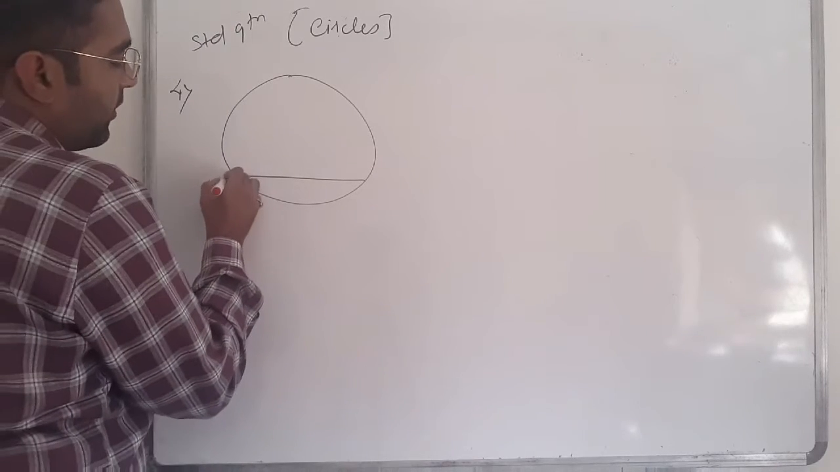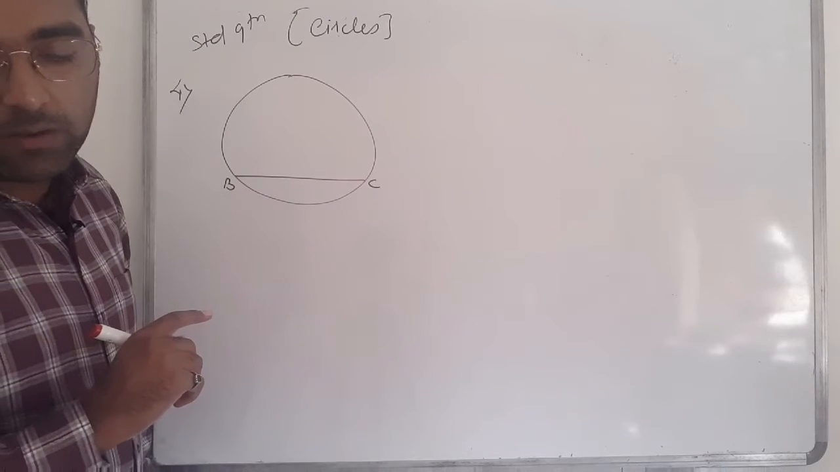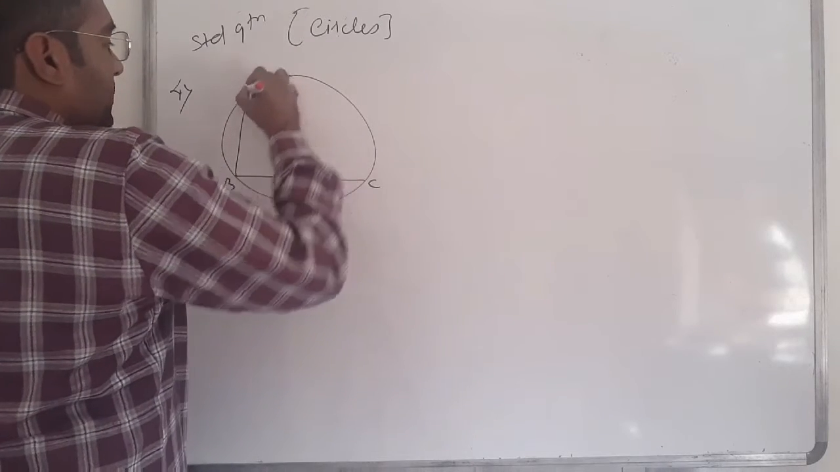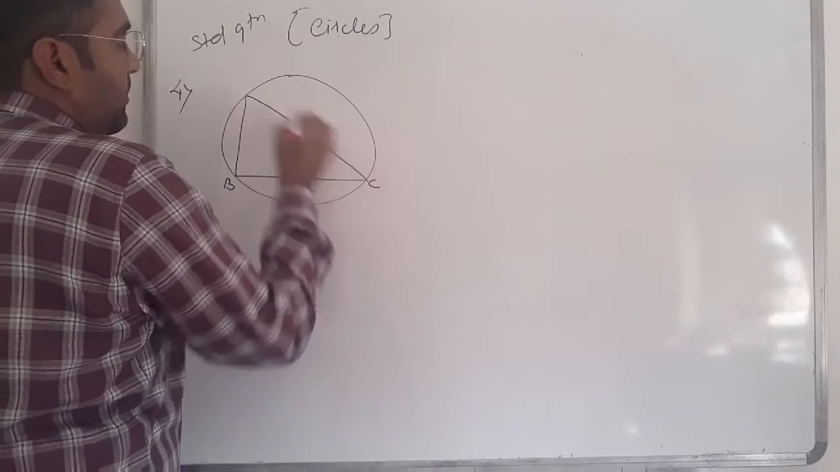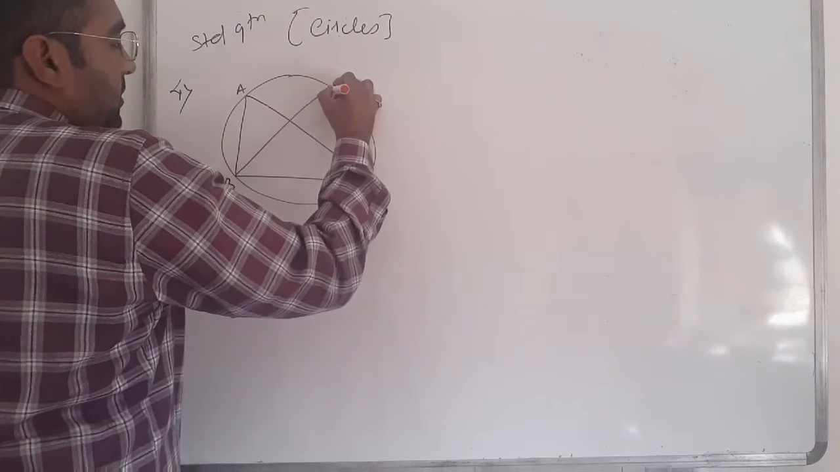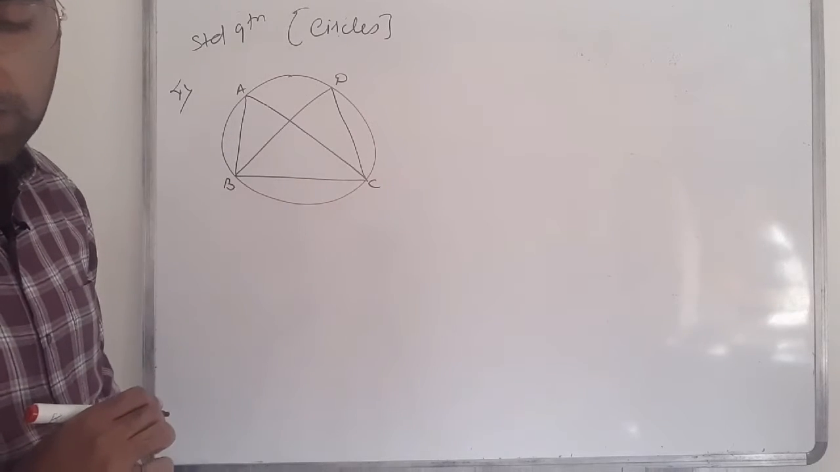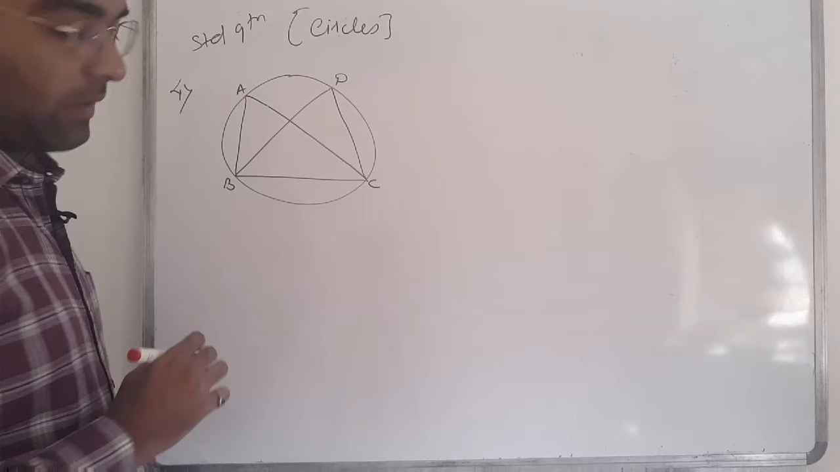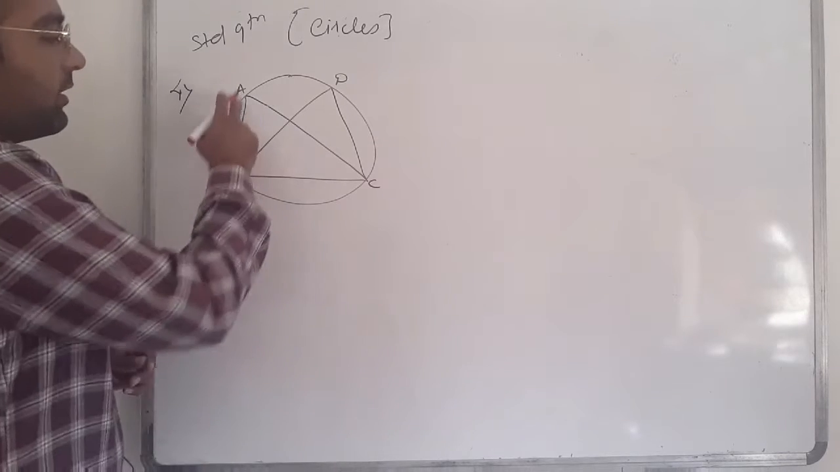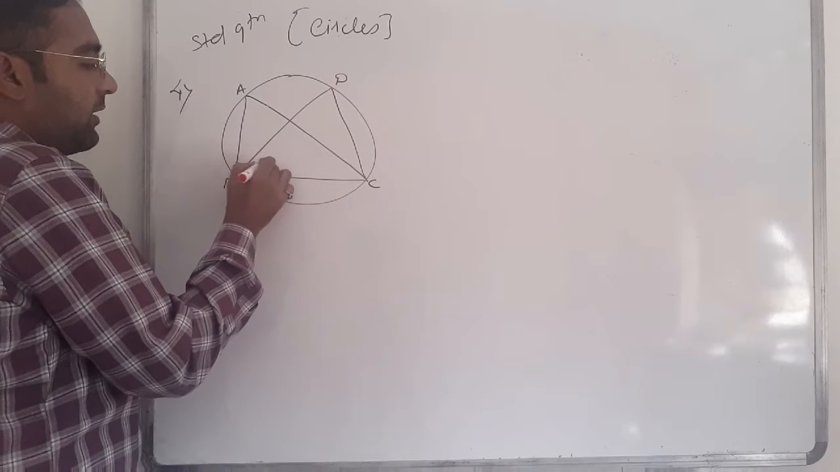BC is one of the chords of the circle, and BAC and BDC are angles on it. Here it is said that ABC is 69 degrees. This whole angle ABC is equal to 69 degrees.